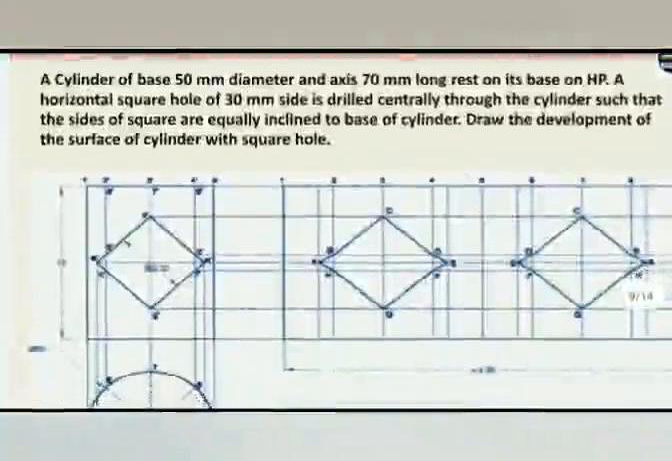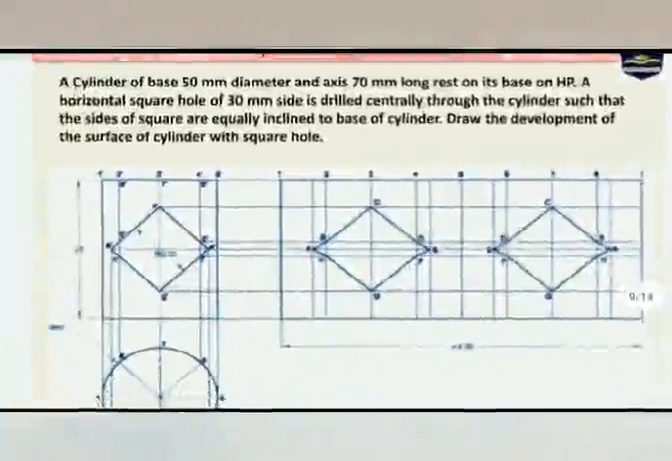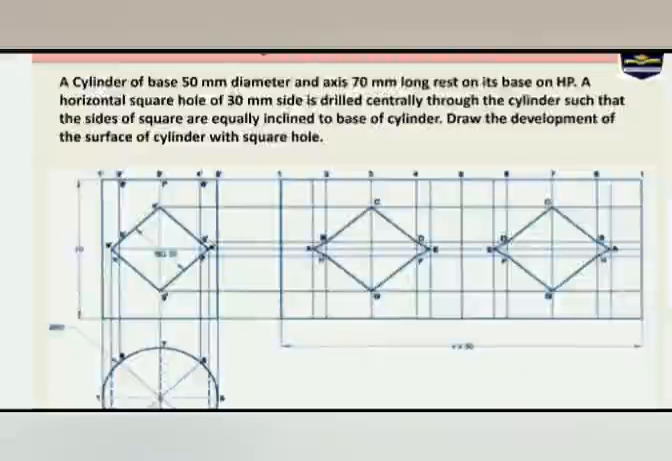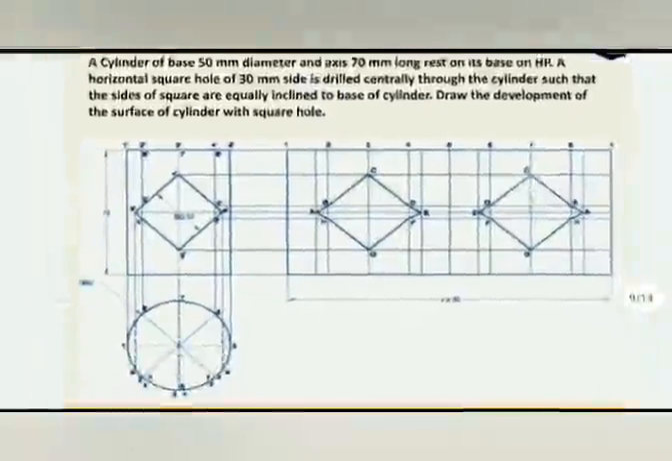A cylinder of base 50 mm diameter and axis 70 mm long is rest on its base on HP. A horizontal square hole of 30 mm side is drilled centrally through the cylinder such that the side of square are equally inclined to the base of cylinder. Draw the development of cylinder with square hole.